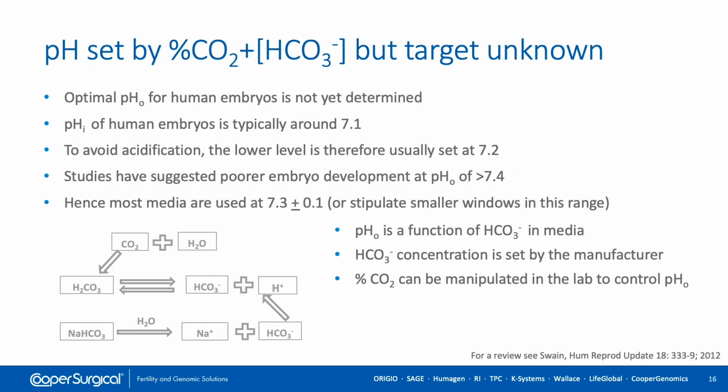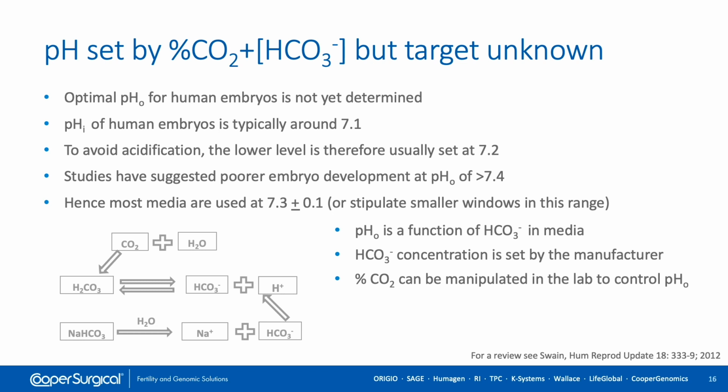pH is set by the percentage of CO2 that we give the media, but in most commercially available media, at least, the optimal external pH for human embryo development is not truly determined. We know that the internal pH of embryos is around 7.1, and so to avoid acidification, the lower level of pH for the media is generally set at 7.2, although there are some labs that will go below this pH, but the recommendation from most of the commercially available media is that the lower limit is set at 7.2.